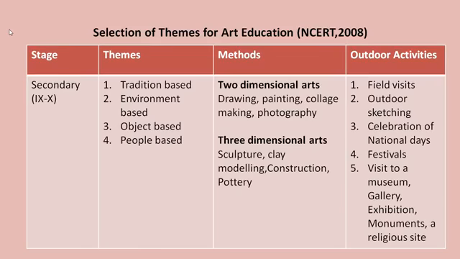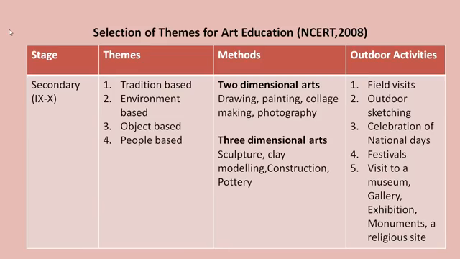Coming to the next selection of themes for art education, at the secondary level, that is the 9th and 10th standard, the themes that you can select are tradition based, environment based, object based, people based. The methods: two-dimensional arts you can ask them to make, that is drawing, painting, collage making, photography. Then three-dimensional arts: sculpture, clay modeling, construction, pottery.